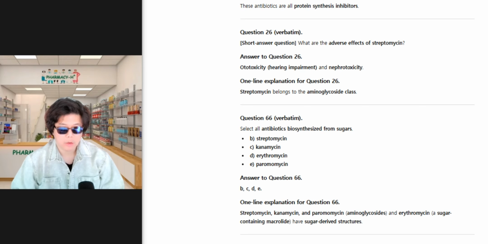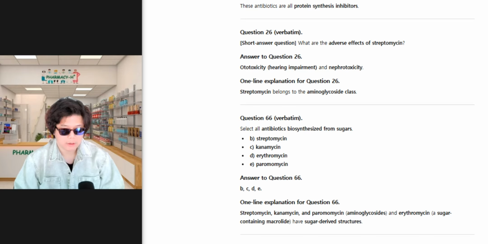Question. What are the adverse effects of streptomycin? Answer. Ototoxicity, hearing impairments, and nephrotoxicity. Explanation. Streptomycin belongs to the aminoglycoside class and has these ototoxicity and nephrotoxicity side effects.